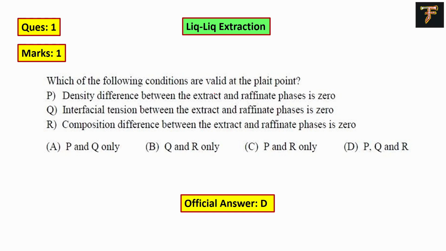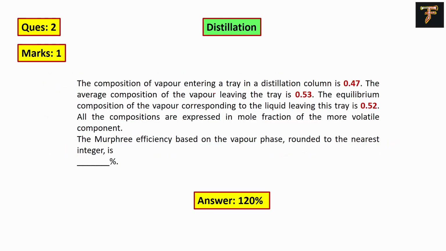So you should know what the plait point is, and then it's nothing. It's a very easy question. Now moving forward to the second question, which is from distillation. It's a 1 mark question again. They are talking about the Murphy efficiency actually. There is a composition given to us that we will discuss later.